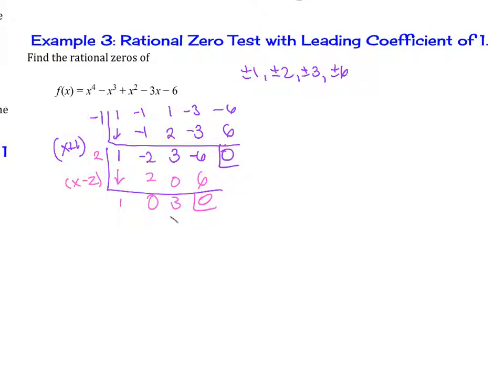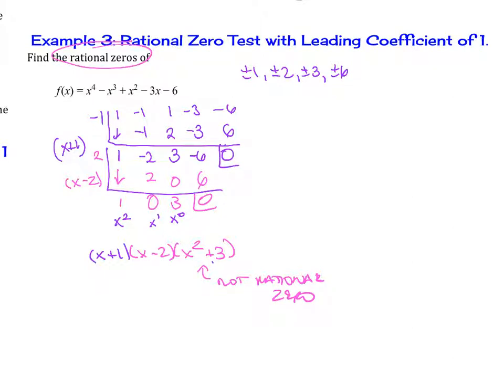And so let's write this. So we know this is x to the 0, x to the first, and x squared. It doesn't always work out that way, that it's the first one. Usually you have to try a couple and then it works. But just for time purposes, this kind of helps out. So x plus 1 times x minus 2, and then this is x squared plus 3. So this we know is not a rational zero, so we don't have to list this one. The only ones we're listing are the rational zeros. So we know that x equals -1 and x equals 2.